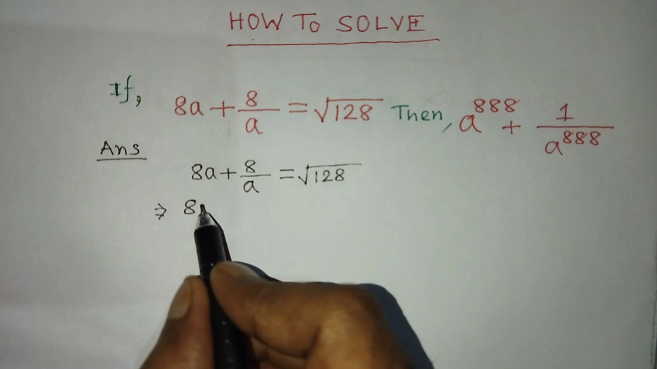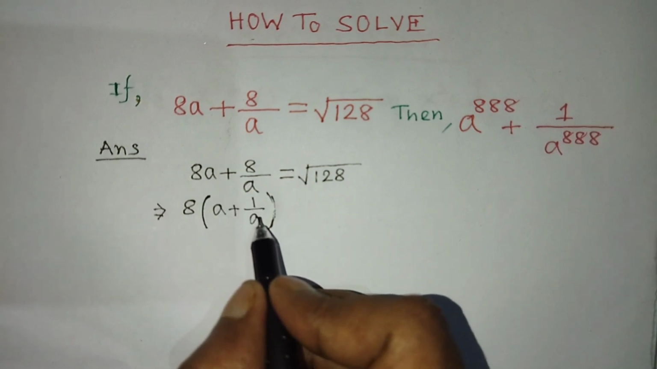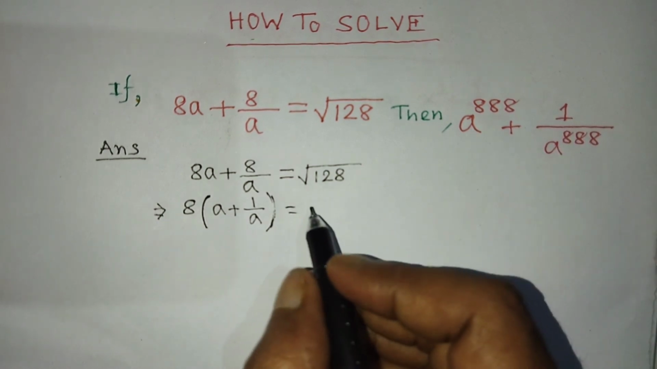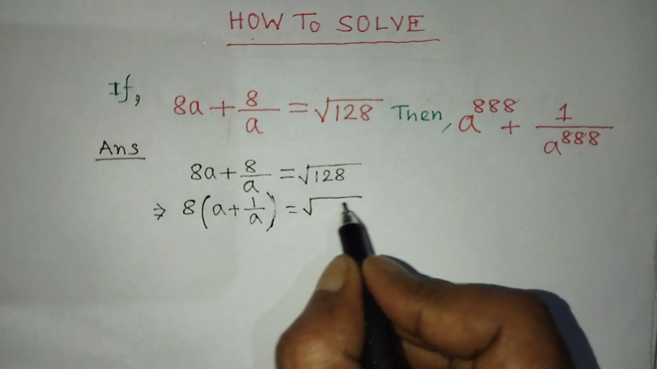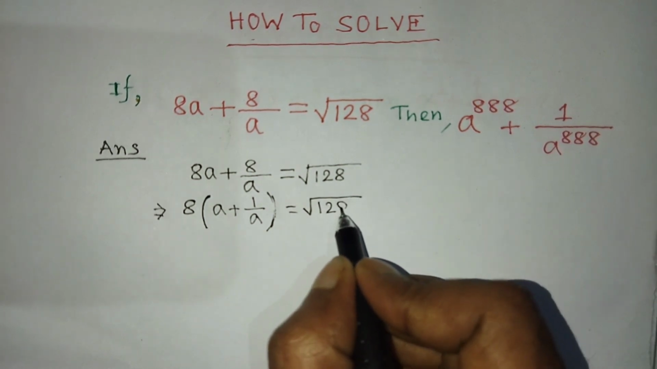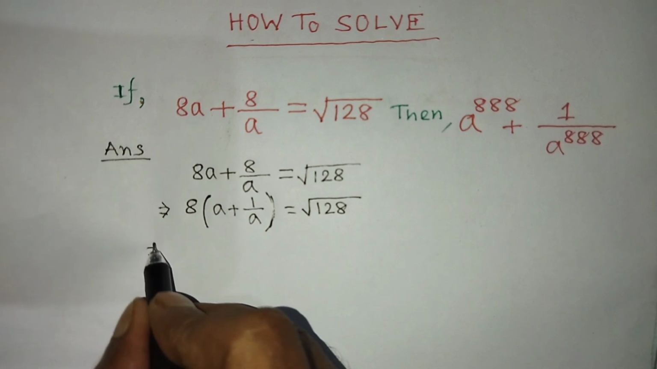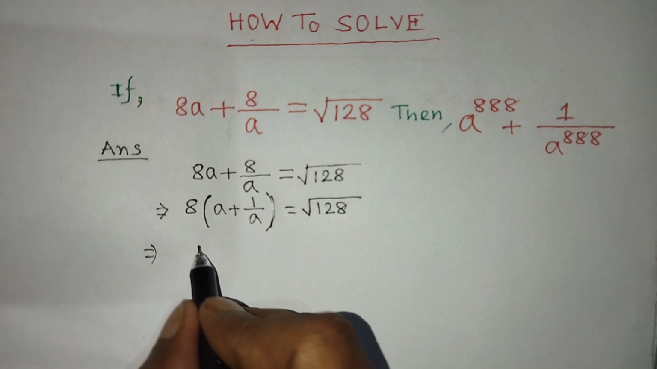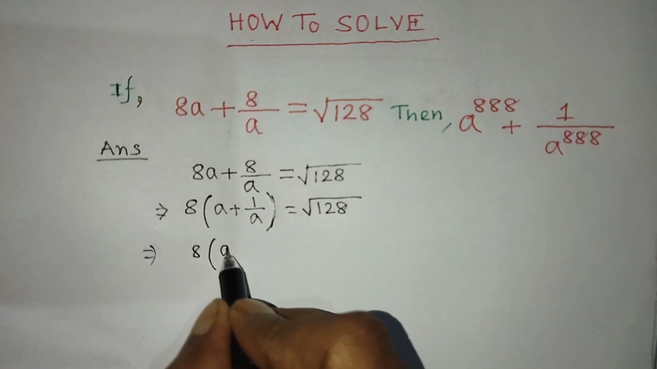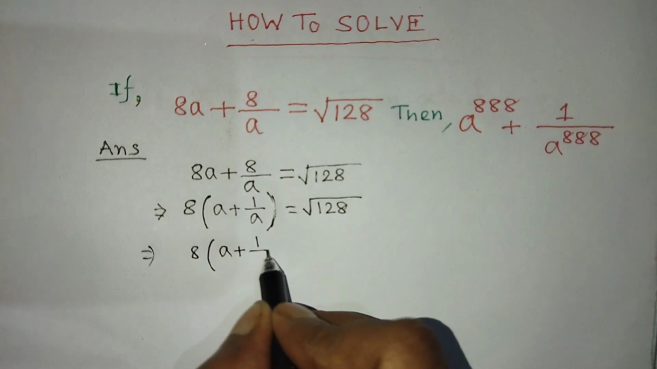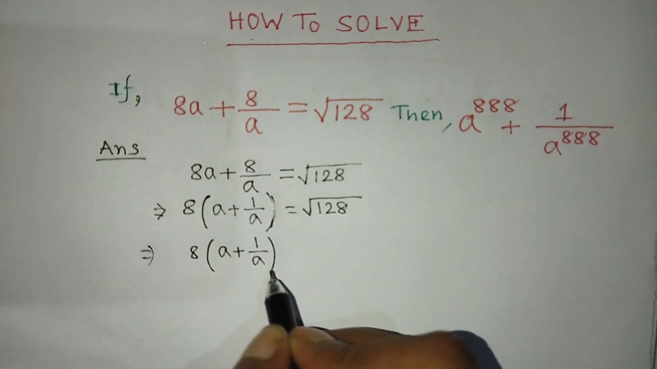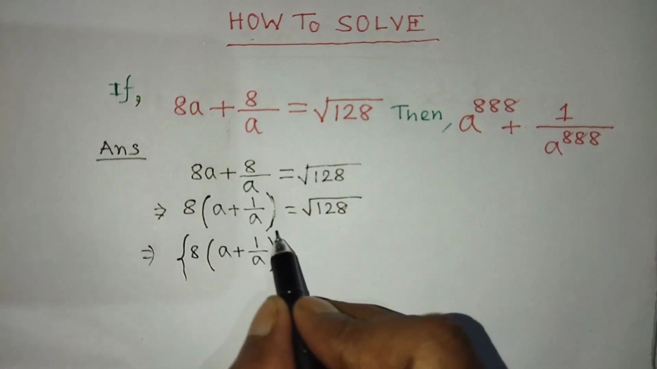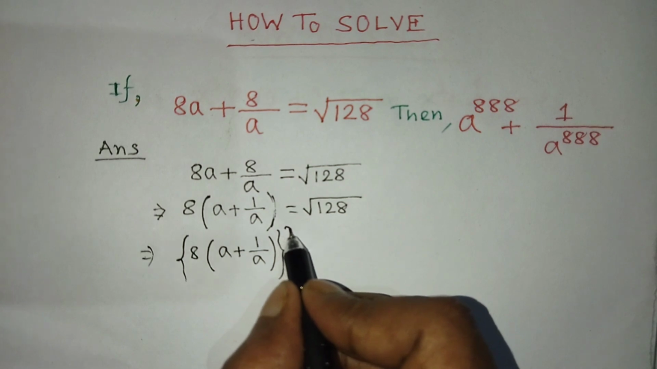So we have to write here 8 bracket a plus 1 by a on the left hand side of this equation, and on the right hand side again we write root over 128. After that we have to take square on both sides. So we write 8 bracket a plus 1 by a, bracket close, and after that we use second bracket, so we write here 2.